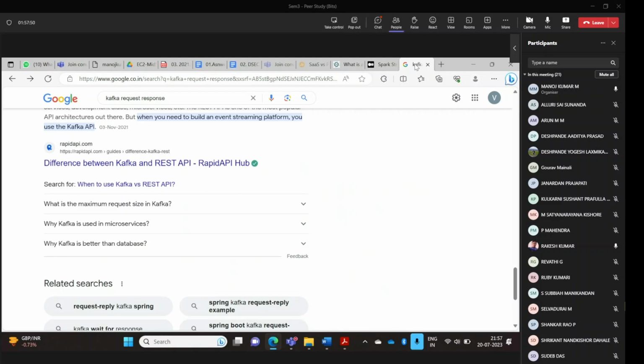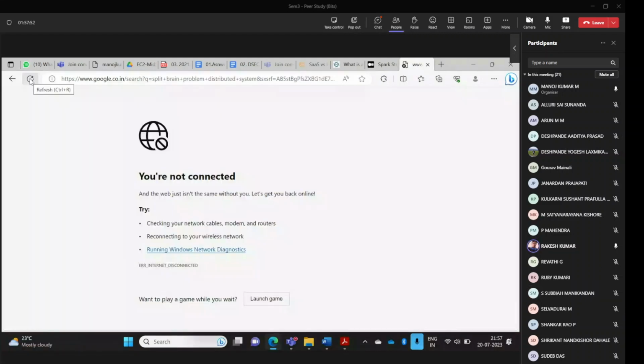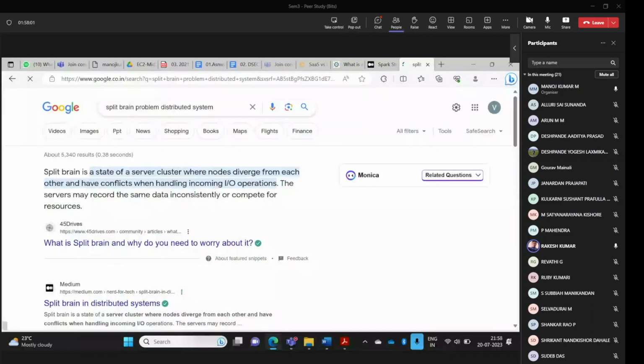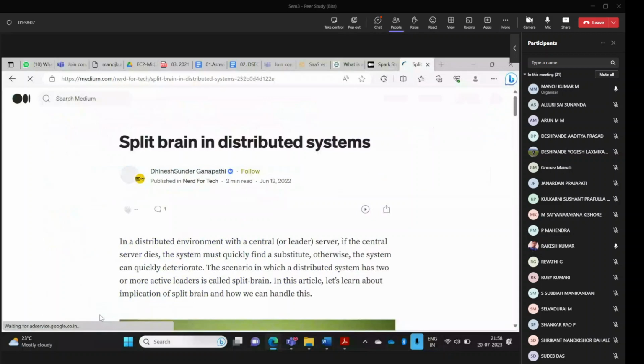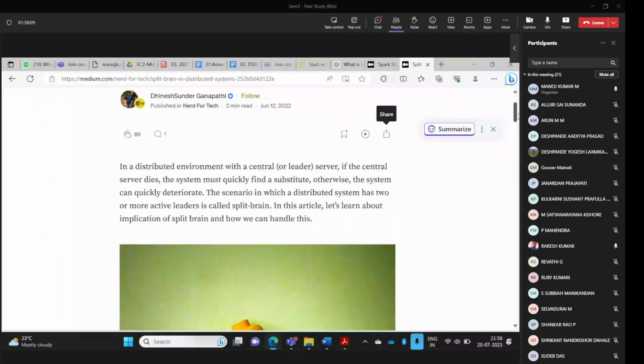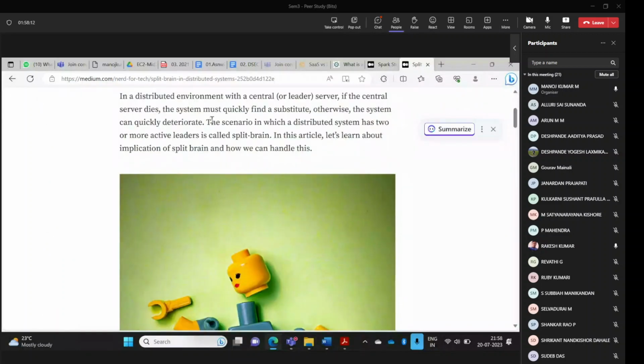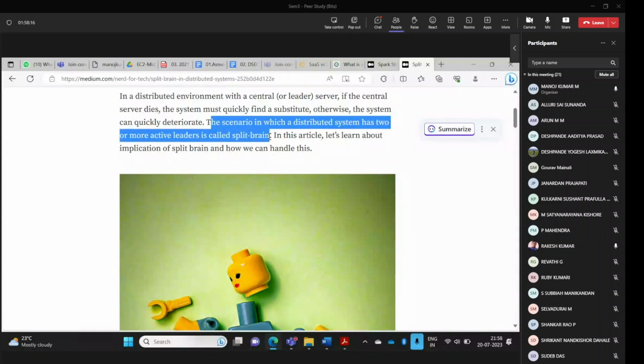So what I understood is, whenever they talk about brain, then mostly they talk about the master node, because the master node is the one which holds all the cluster related information and metadata. A scenario in which a distributed system has two or more leaders is called a split brain. Oh, okay, that's nice.